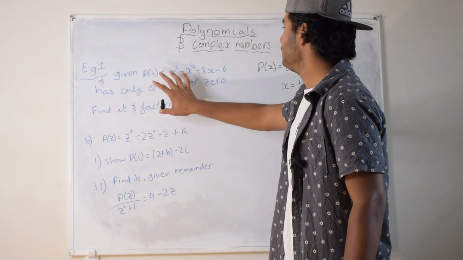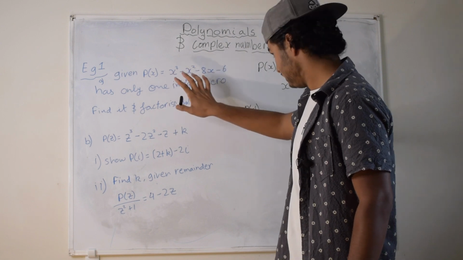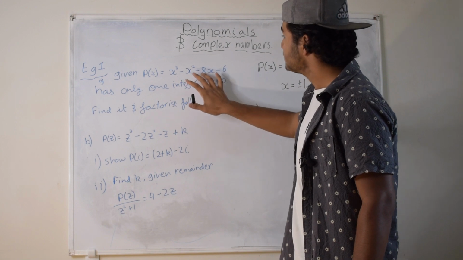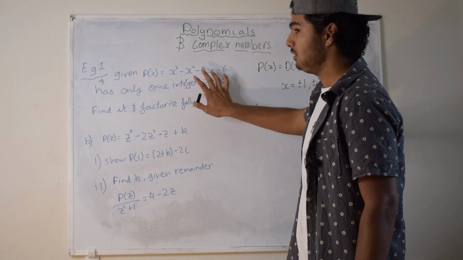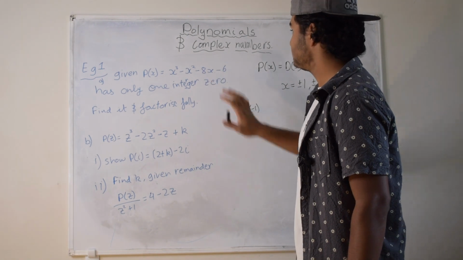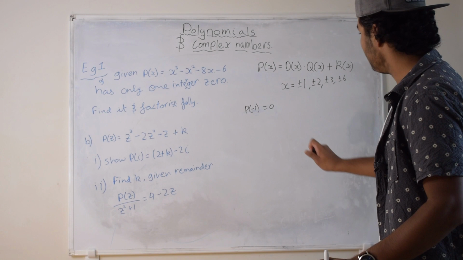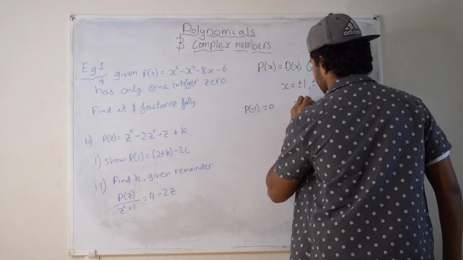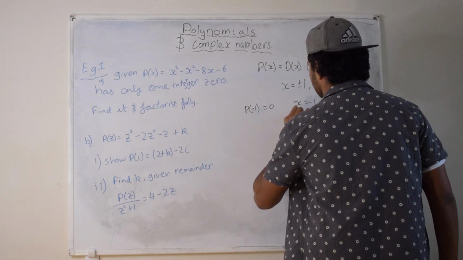-1 cubed is just -1, minus -1 squared is just 1. So -1 minus 1 would then be -2. Plus -8 times -1 is 8. So -2 plus 8 is 6, minus 6 is 0. So p of -1 gives me 0. Straight away, we've got our divisor. When x equals -1, we're going to divide this by x plus 1.